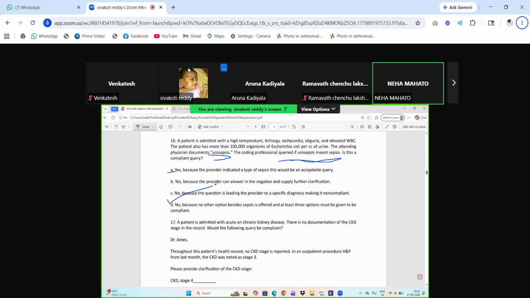C. Directly they mention the diagnosis, right? Urosepsis means sepsis. How should it be the compliant version then? It should be non-compliant, correct? No, because the question is leading the provider to a specific diagnosis, making it non-compliant. They directly gave the sepsis, so it should be the non-compliant version. Clear, right? Yes, sir.